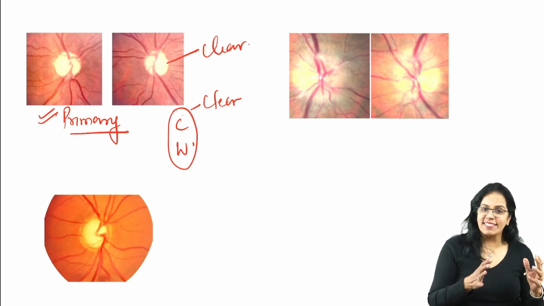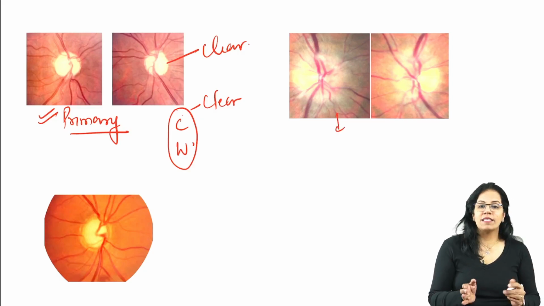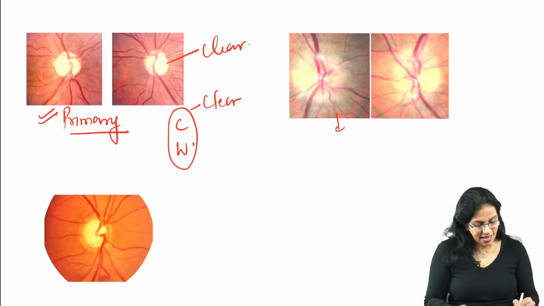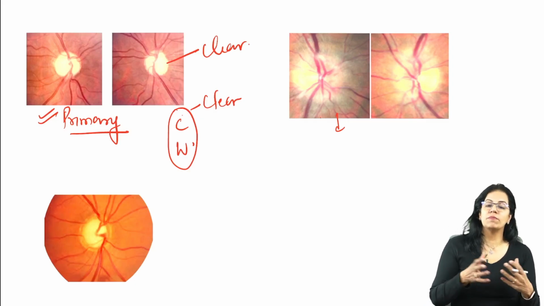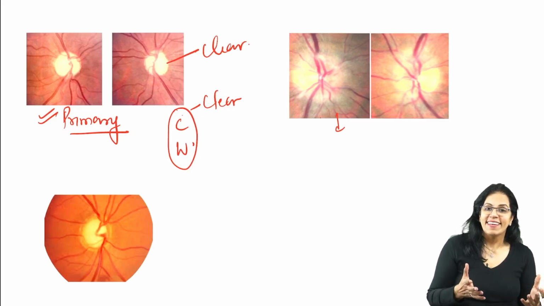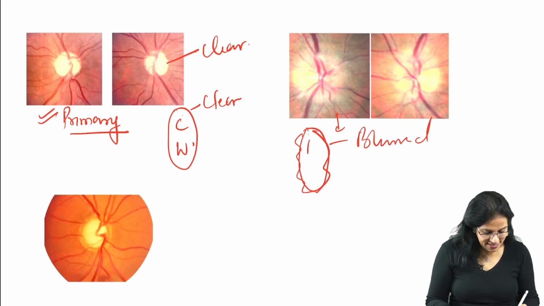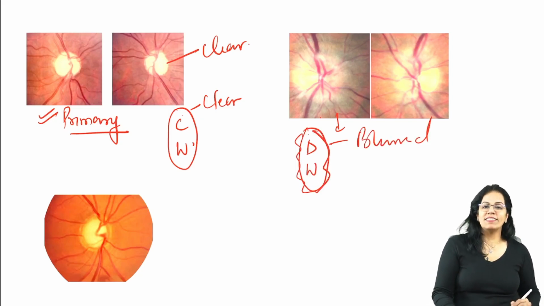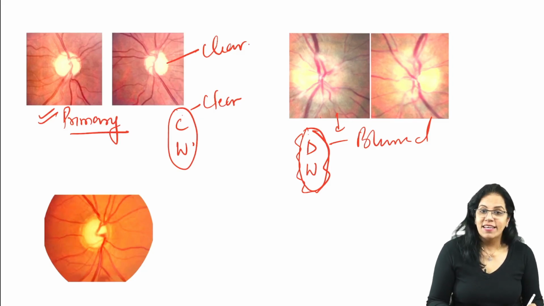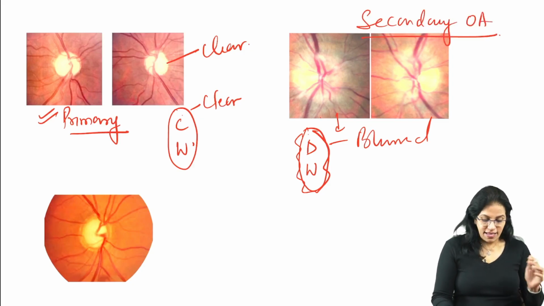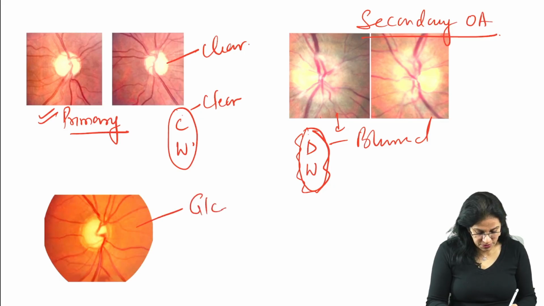We come to the secondary. What do you see in secondary? Secondary means secondary to an optic nerve problem, that is either papillitis or papilledema. And therefore, what you get is a blurred margin in papillitis and papilledema. I can draw to make it simple, a blurred disc margin, and we will learn it as dirty white in color. Blurred disc margin, dirty white in color. This is your secondary optic atrophy. Then third is glaucomatous, which happens due to glaucoma.